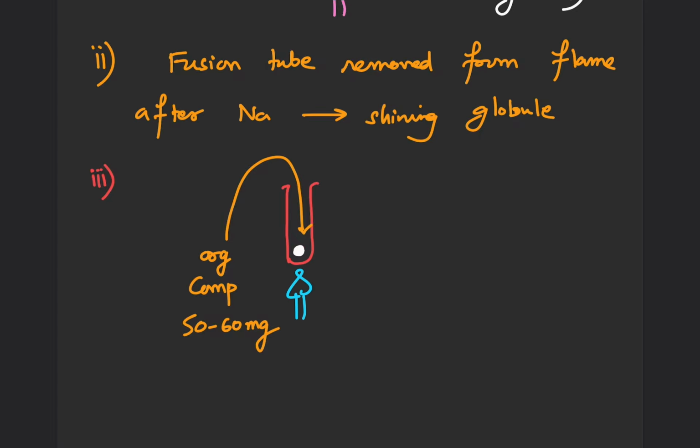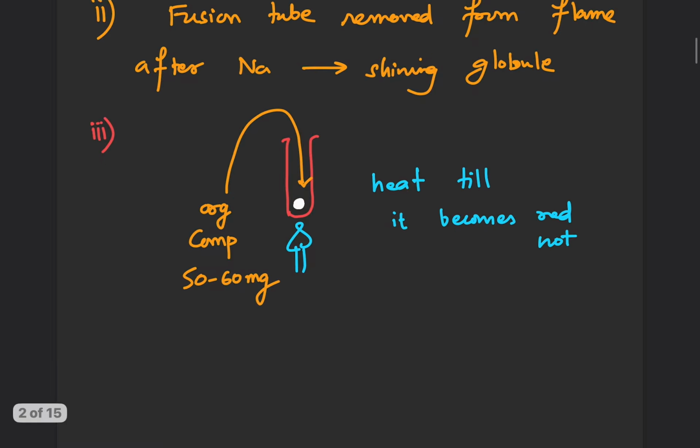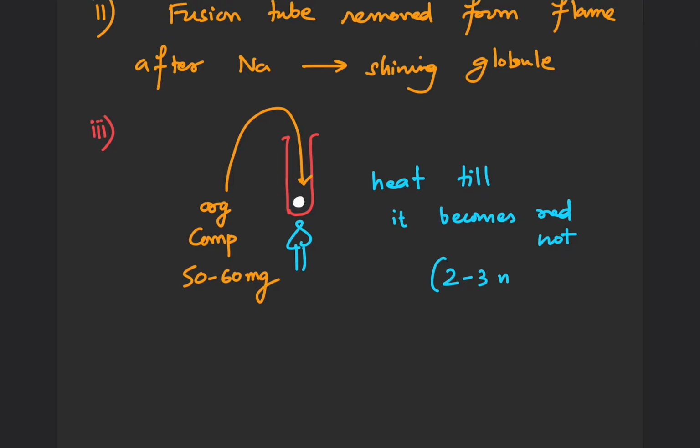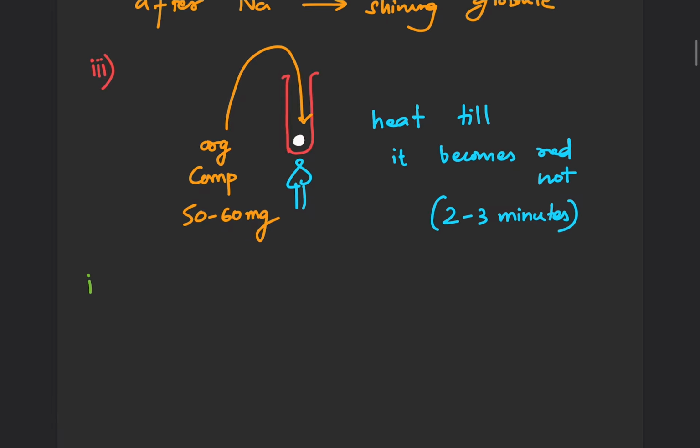Okay, so we heat this fusion tube again in the presence of the organic compound and the shining sodium globule till it becomes red hot, and the time is approximately 2 to 3 minutes. Good. So that is the third step. Then we have the fourth step.